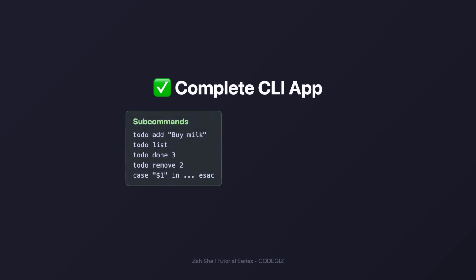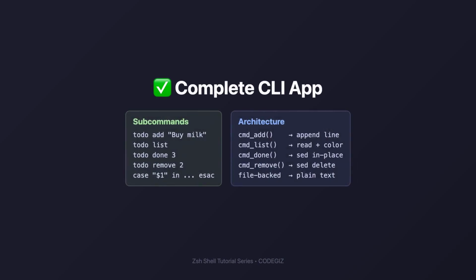Now we put it all together and build a complete to-do CLI. Subcommands like add, list, and done route through a case statement. Each subcommand gets its own function, keeping things organized. For storage, a plain text file with one line per task and brackets for status. It is surprisingly powerful for how little code it takes.